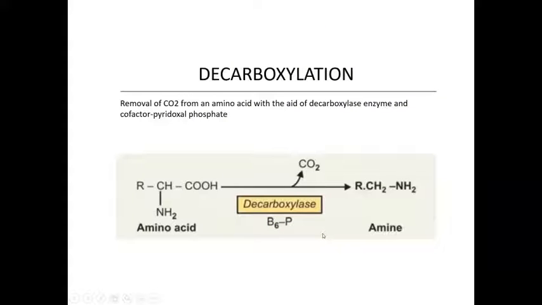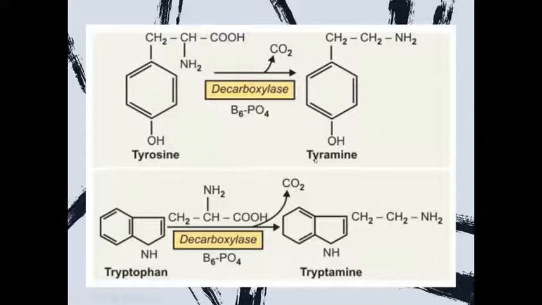Next is decarboxylation. Decarboxylation is the removal of carbon dioxide from an amino acid in the presence of the enzyme called decarboxylase and the cofactor pyridoxal phosphate. Here one amino acid is converted into an amine. The removal of the carboxyl group happens here, and it is liberated in the form of carbon dioxide. This is an example given here for the decarboxylation process.